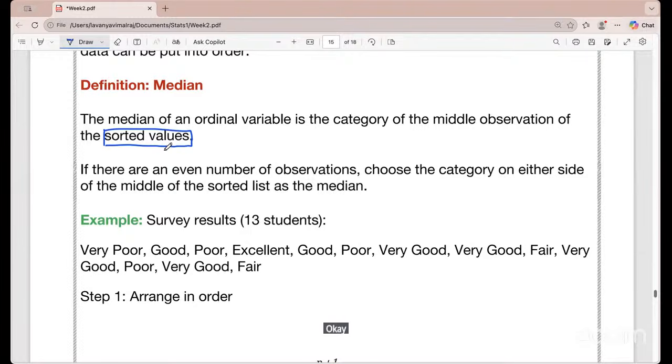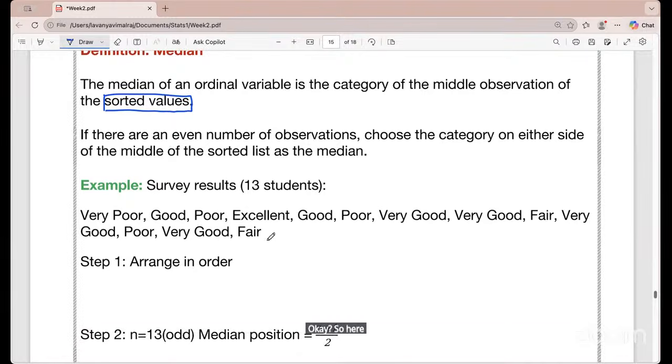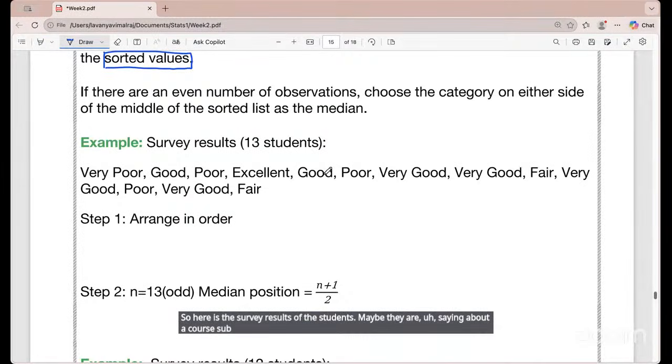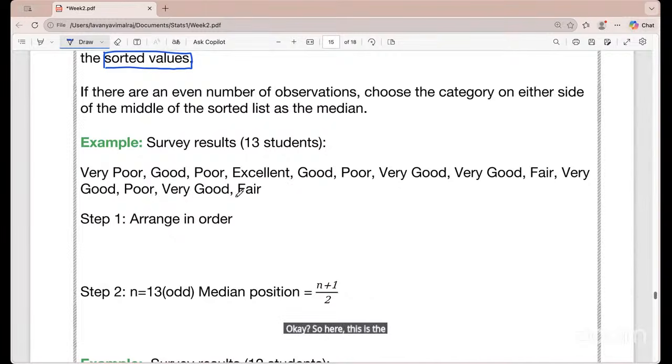So here I have given some examples to understand how to find the median. Here is the survey result of 13 students. Maybe they are saying about a course, whether it is good, bad or something. So this is the survey result. Now how do we arrange them in a specific order? Can you tell me? How many very poor are there?